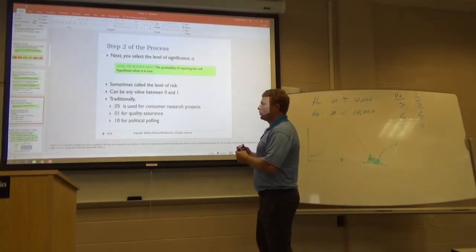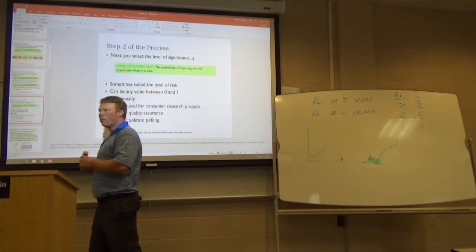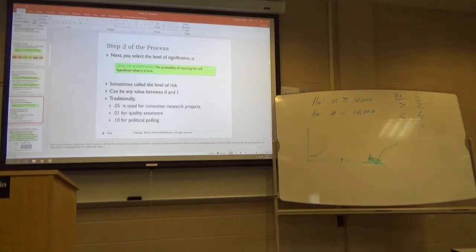0.01 for quality assurance, because what are we talking about there? Why would we use 0.01 for quality assurance? We're talking about 1%, because we're talking about manufacturing type stuff. In manufacturing, we have the same processes rolling through every time, so we want very little error in there. And what about for political polling?